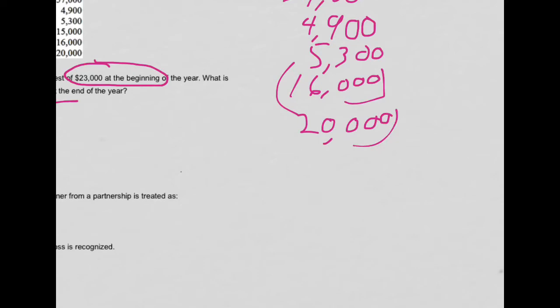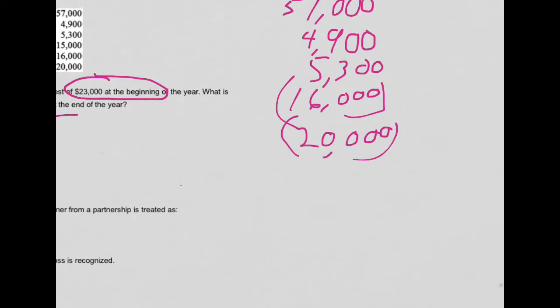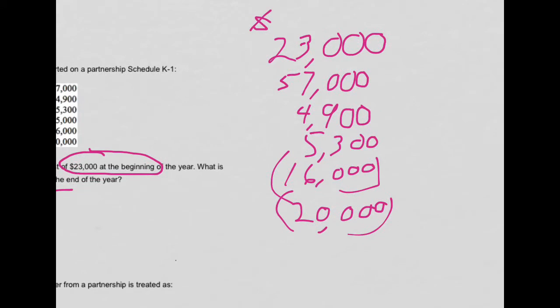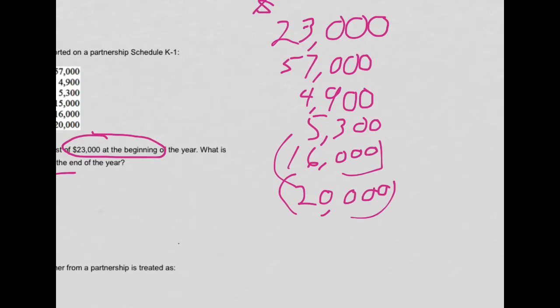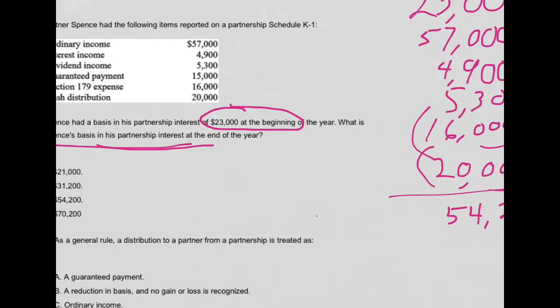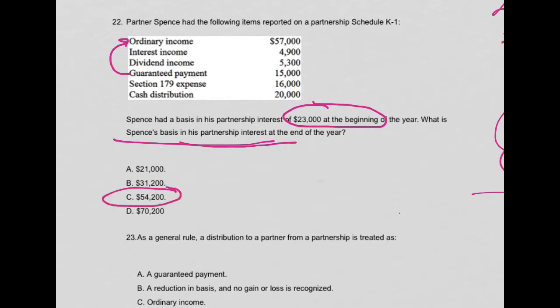Now I'm definitely going to need a calculator for this. Let's pull out the trusty cell phone, get a calculator, and see where we're holding at this point. So if we do the math of what we have here, 23,000 plus the rest, the math gives us a net answer of 54,200. And therefore, answer C, 54,200.